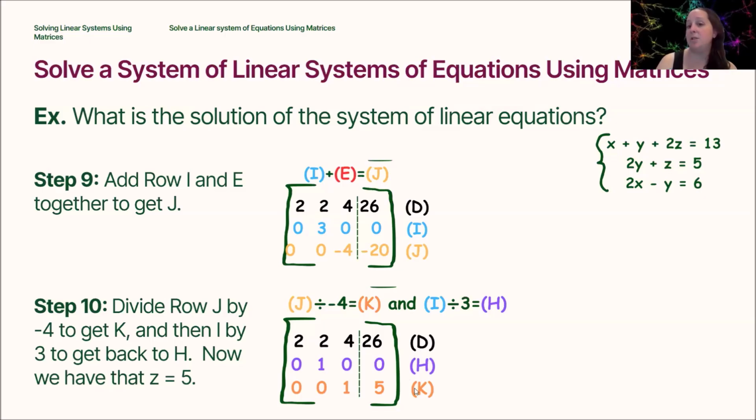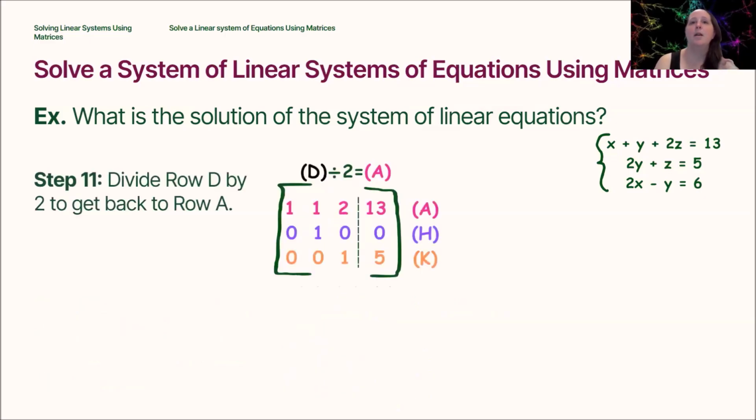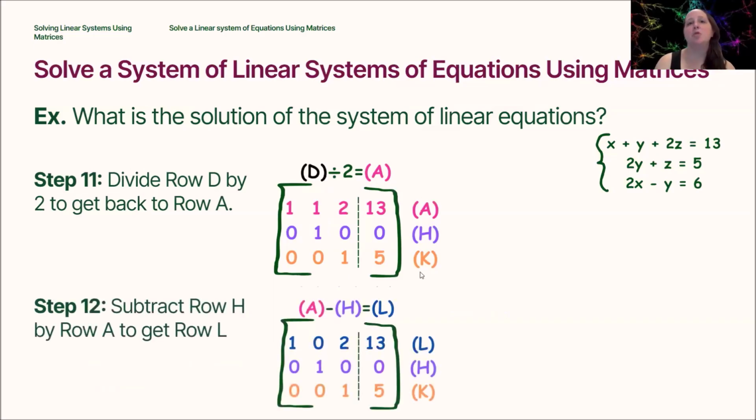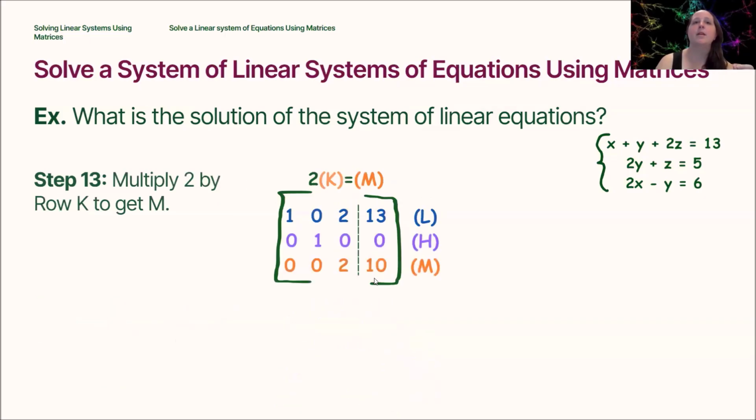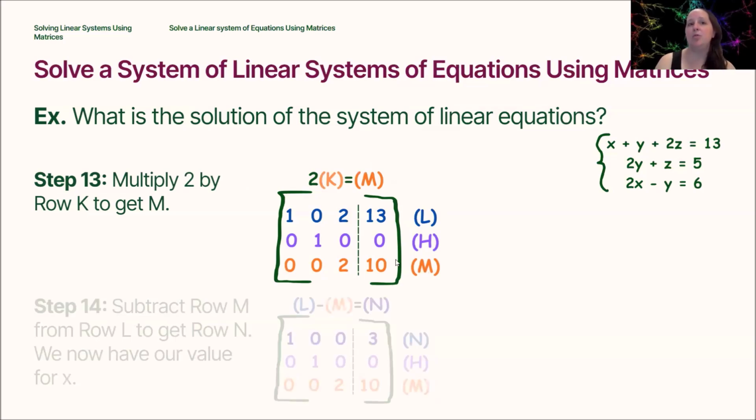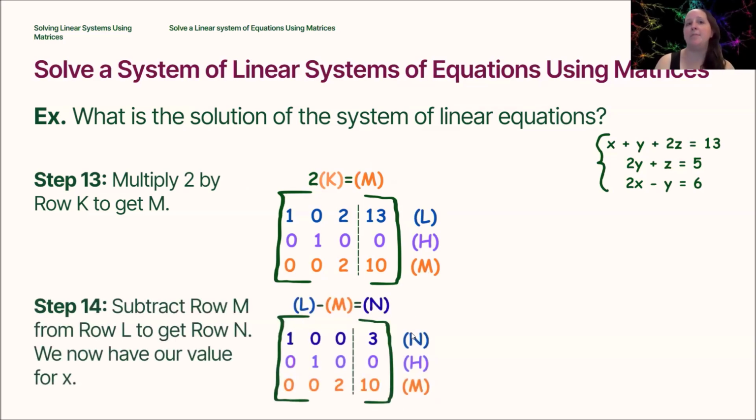These bottom two rows are in reduced row echelon form. So now all we have to do is the top row. I'm going to divide D by 2 to get back to A because that's values of 1. Then I'm going to subtract A minus H to get me L. So that got rid of one more variable. So now I have an X and a Z. Then I'm going to multiply 2 times K, which was my bottom row, which gives me M. And then I'm going to subtract L minus M to get me N.